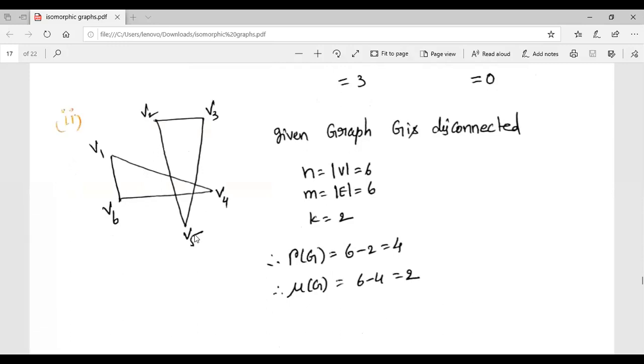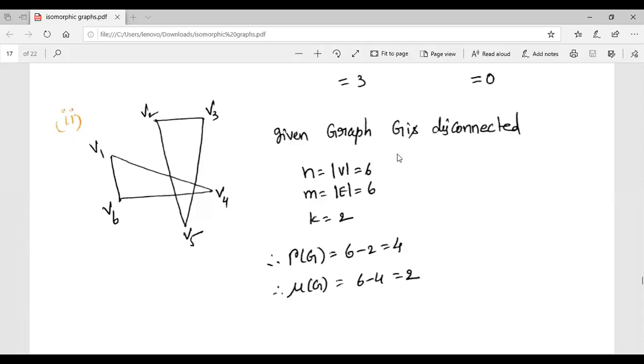Okay. And V2 to V4: V2 to V5 or V2 to V3. That's it. There is no path from V2 to V4. There is no path between these two sets of vertices. So this is a disconnected graph with two components. V2, V3, V5 is one component and V1, V6, V4 is another component. The given graph is disconnected.